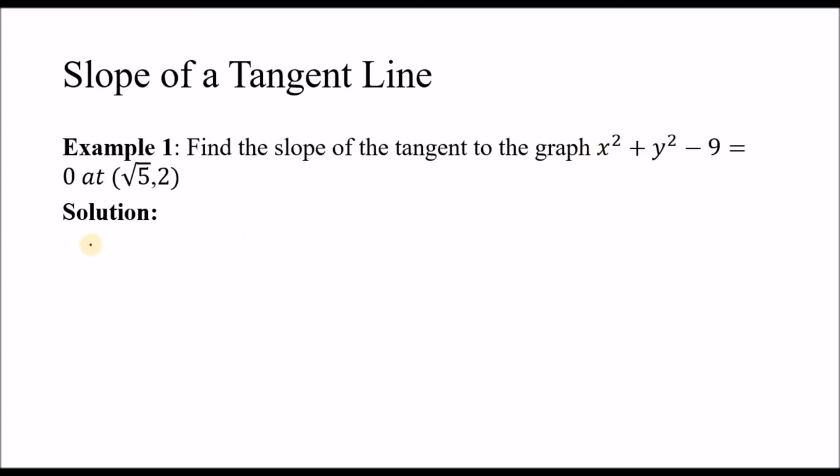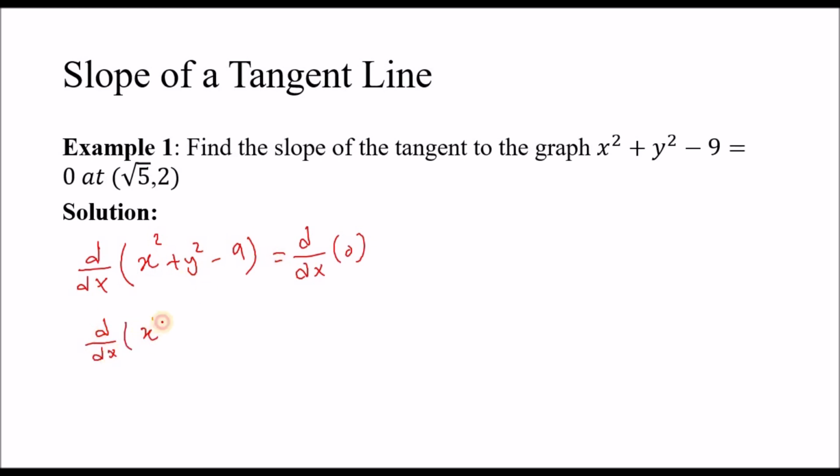So I will find the derivative for the left-hand side and the right-hand side. I'm going to say d over dx of x squared plus y squared minus 9 is equal to d over dx of 0. Then I know that the derivative of addition of functions or terms is going to be equal to the derivative of each one of these. So d over dx of x squared plus d over dx of y squared minus d over dx of 9 is equal to the derivative of 0, which is 0.